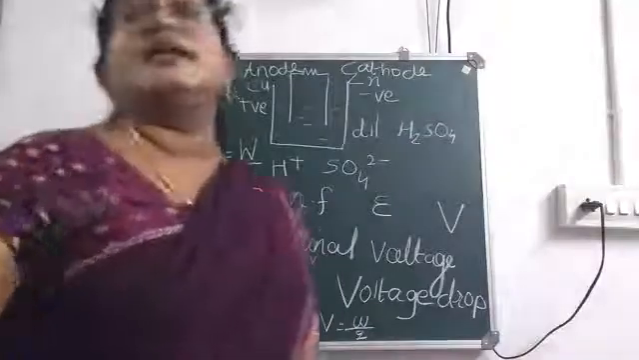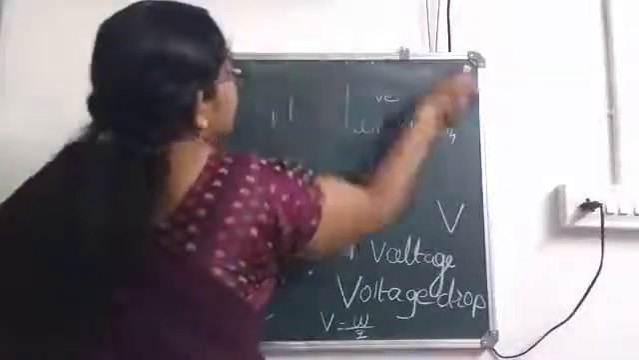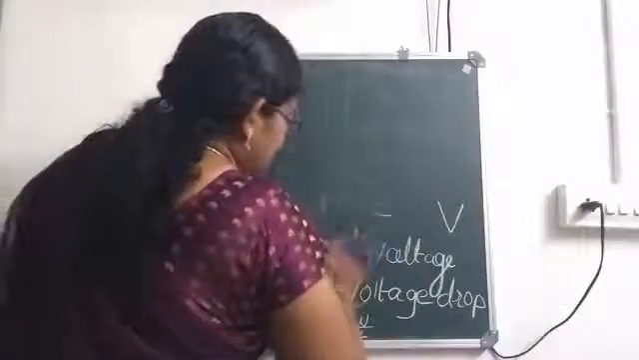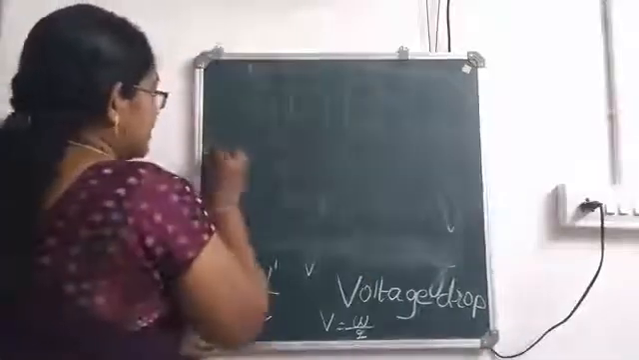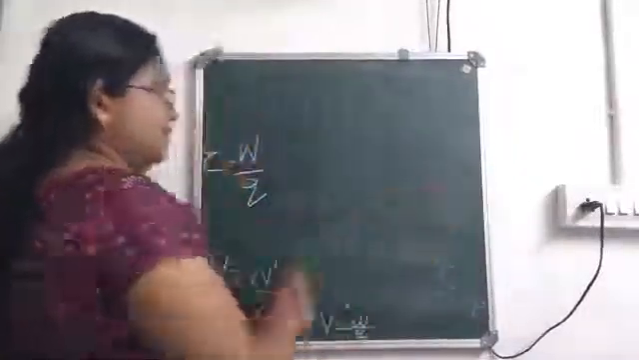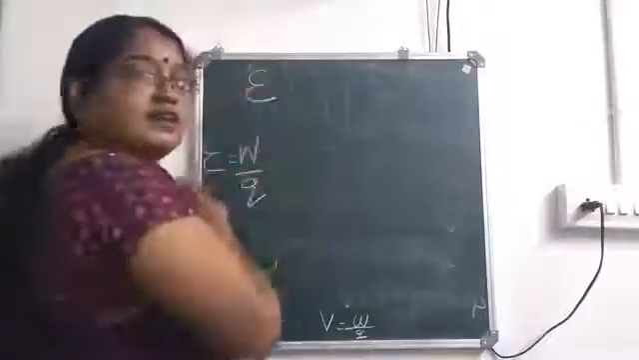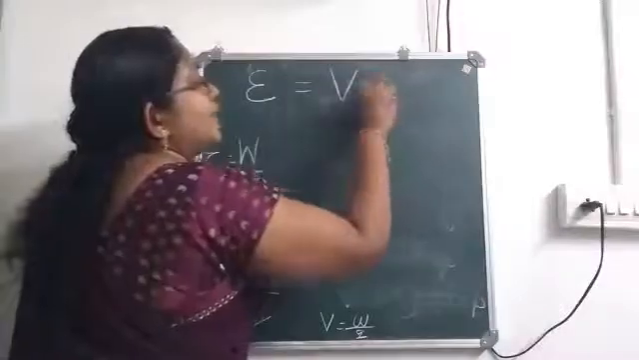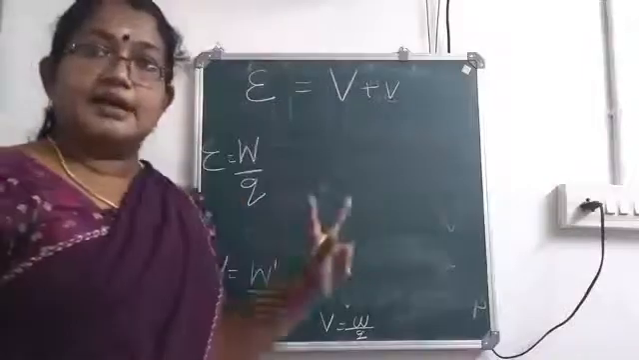Now how can we relate these three things? Can you tell me? Three equations I told you. So keeping these three equations and three terms, how will we connect? So this I keep as such, W by Q. I need only these three equations. So which one is greater here? It is epsilon. This is equal to capital V plus small v. Epsilon is the EMF.